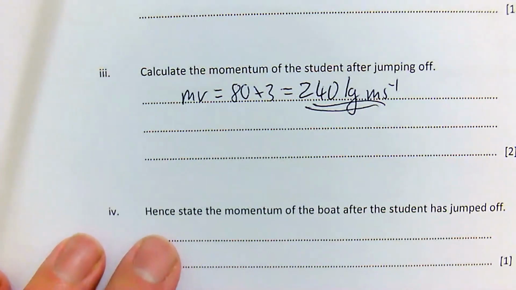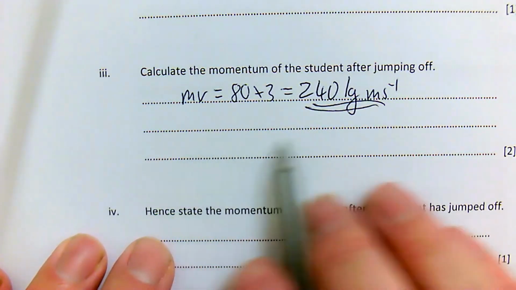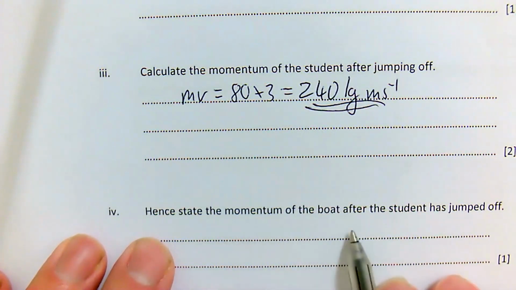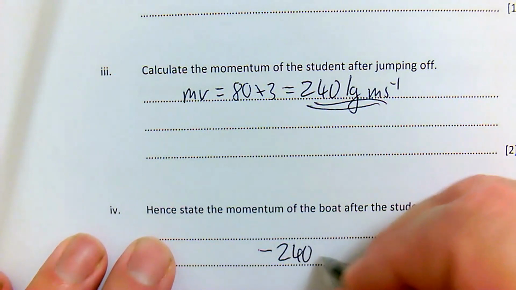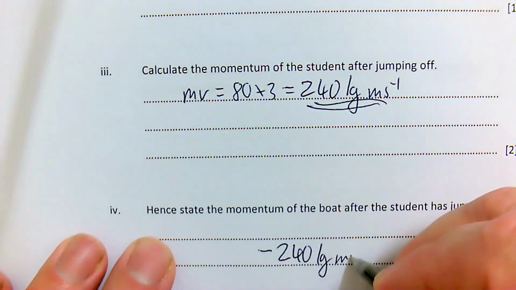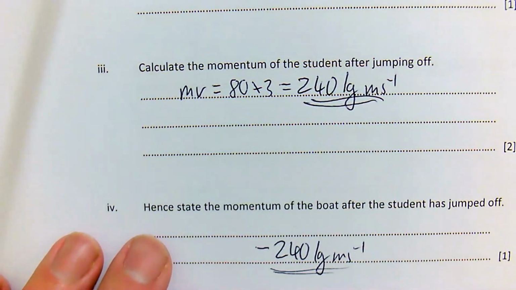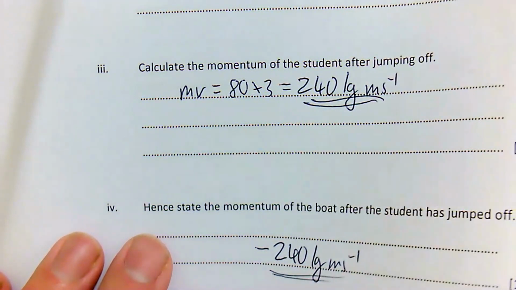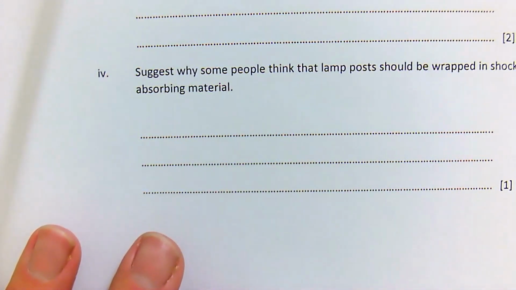It then says hence. Hence means using the previous answer, state. It's something in the previous answer that we're going to state. Well, the momentum of the boat after the student has jumped off is going to be negative, minus 240 kilogram meters per second. As it's a 1 mark question, we're probably not going to bother that much about the negative sign. So if you miss out the negative sign, it's probably going to be all right anyway.